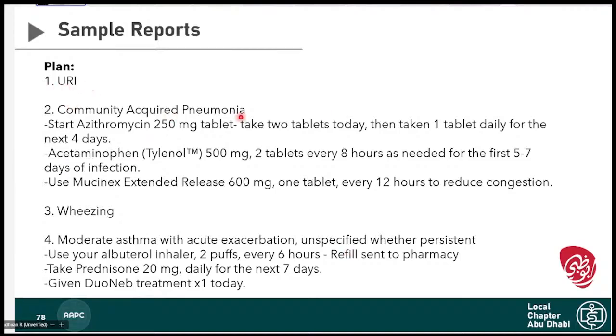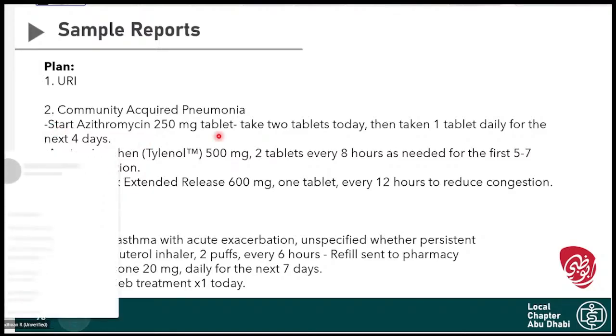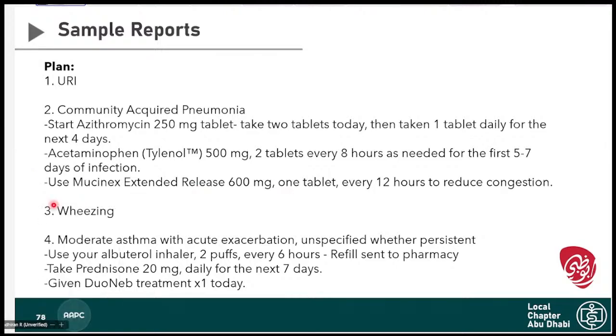For community acquired pneumonia, the provider started azithromycin 250 mg, next acetaminophen 500 mg will be started, and they'll be advised to use Mucinex extended release 600 mg. For wheezing, nothing will be provided. For moderate asthma with acute exacerbation status, again the provider advised to continue the inhaler 2 puffs every 6 hours. They will be given the refill also, and additionally they will be given prednisone 20 mg. The DuoNeb also will be additionally given.